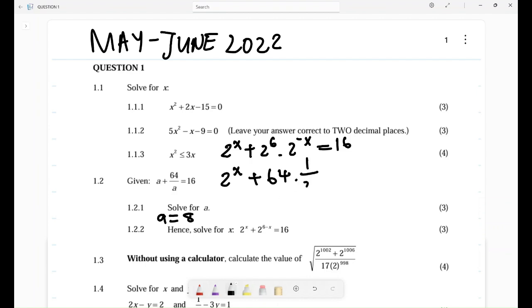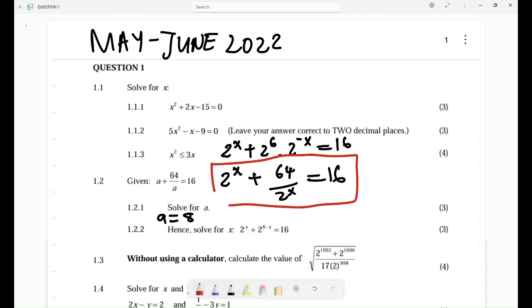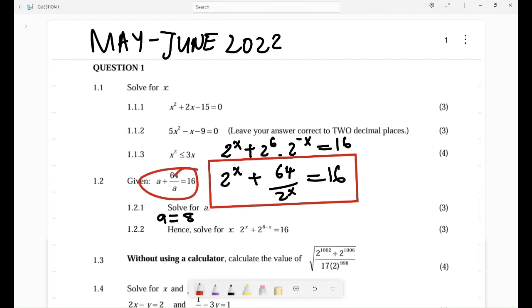Multiplied by 1 divided by 2 to the power of x. You all agree with me? It is equal to 16. When I multiply out this part, it is going to be 64 multiplied by this, which is the same as 64 divided by 2 to the power of x, right? Yes. But see something: this part that we just found, isn't it the same as this equation here? It is the same, just that the difference is, instead of a, it is now what? 2 to the power of x.